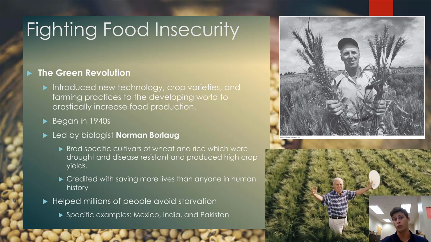So basically he took the crops that we already had, made them tougher to survive a range of different environmental conditions and disease, and then brought those to developing nations. And as a result of doing this, he is credited with saving more lives than anyone in human history. This helped millions of people avoid starvation in different countries around the world. And specific examples in your book are going to be examples such as Mexico, India, and Pakistan, which dramatically reduced starvation and famine in these countries, specifically because of Norman Borlaug and his crop cultivars associated with the Green Revolution.